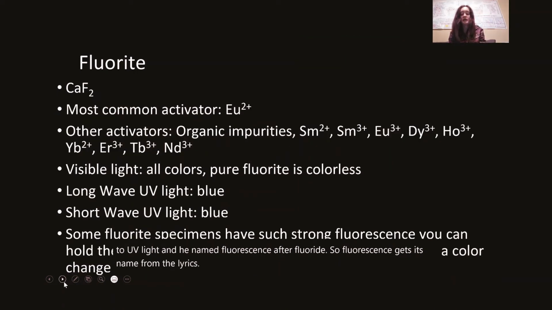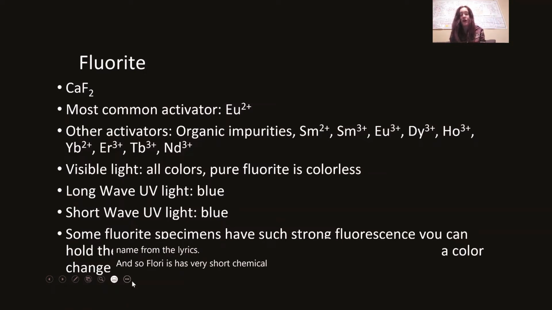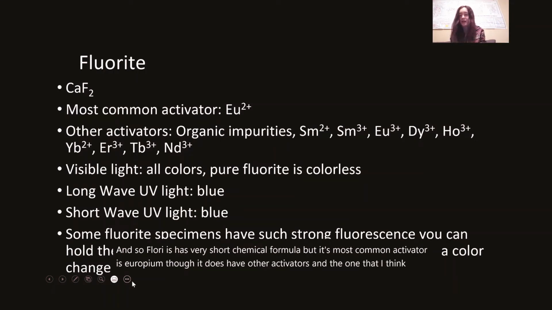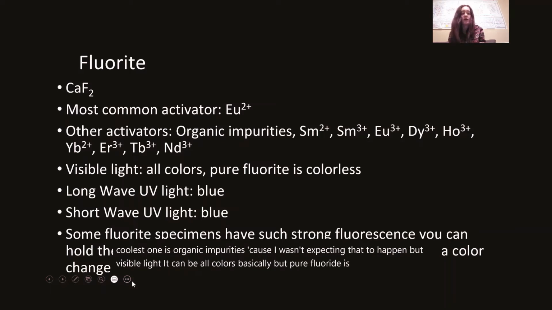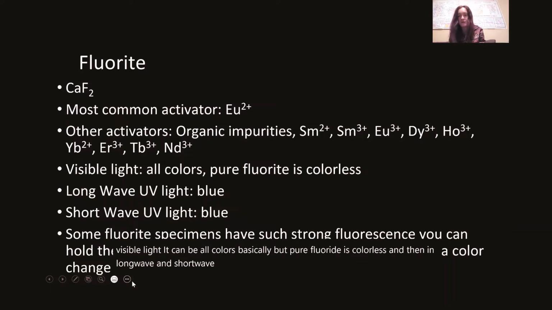And so fluorite has a very short chemical formula, but its most common activator is europium, though it does have other activators, and the one that I think is the coolest is organic impurities, because I wasn't expecting that to happen. In visible light, it can be basically all colors, but pure fluorite is colorless. And then in long wave and short wave UV light, it's going to fluoresce blue.